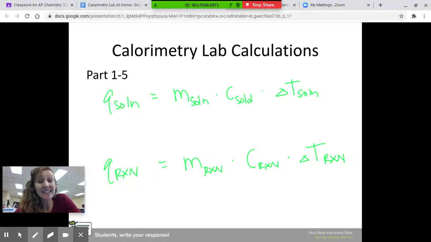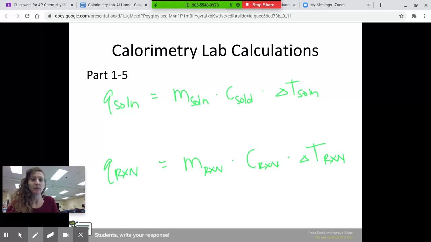Nice. Yeah. And this is a good way to decide if you are stuck as to how to start your calorimetry problem. It's nice to decide, okay, what could my system possibly be? And what would that equation look like? If it's Q of the solution, everything has to be of the solution. If it's Q of the reaction, everything has to be of the reaction.